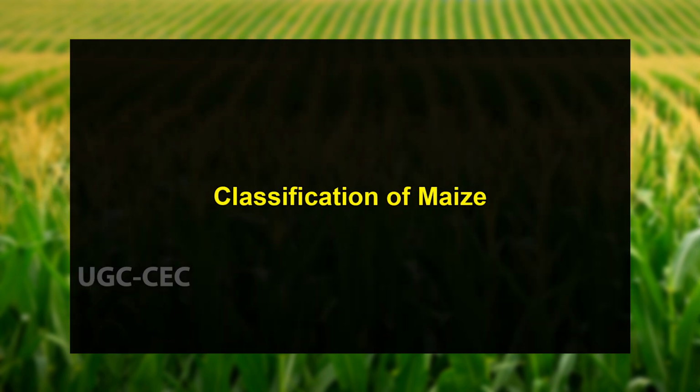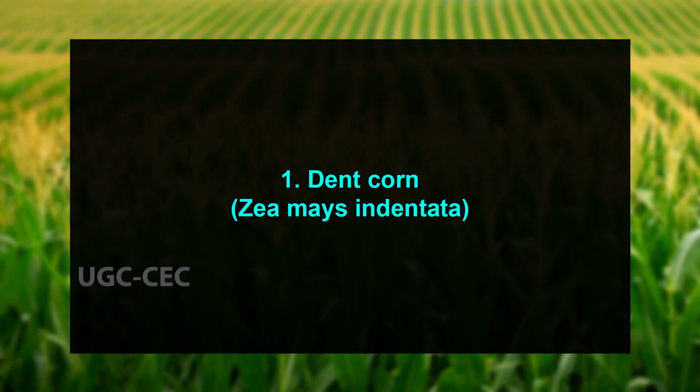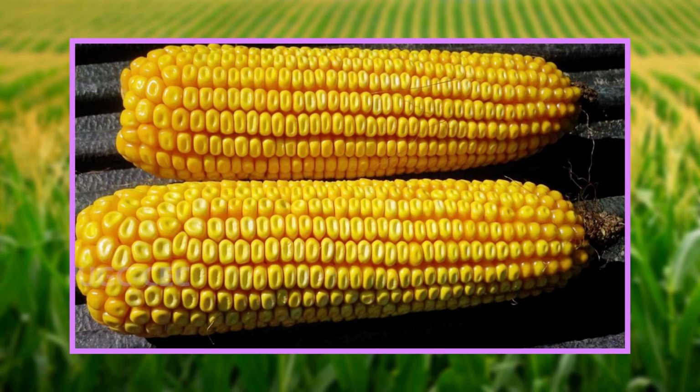Now, the classification of maize. Maize is classified into 7 groups based on the endosperm of kernels. The first one is dent corn, known as Zea mays indentata. It is popularly known as dent corn because of dent formation on the top of the kernel having yellow or white color. The depression or dent in the crown of the seed is the result of rapid drying and shrinkage of soft starch. This is the most common type of maize grown in the United States.